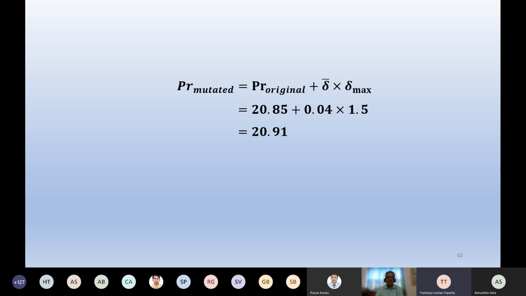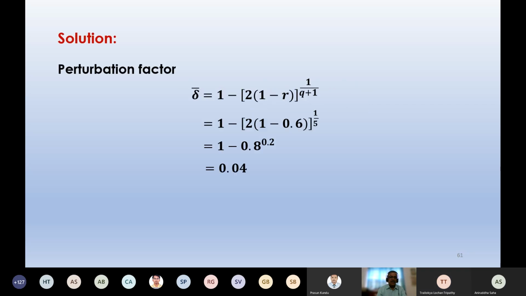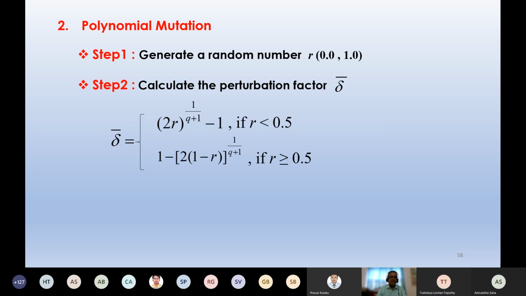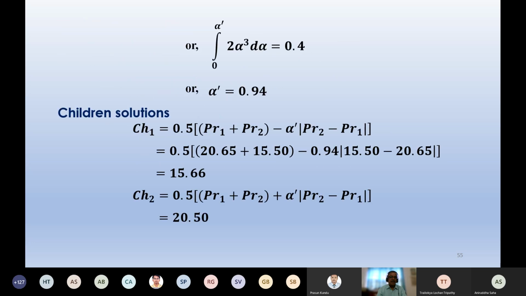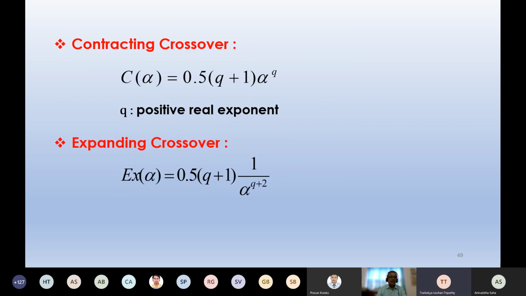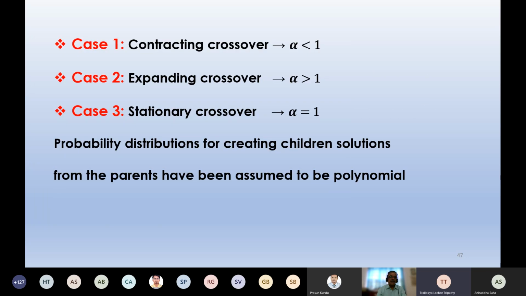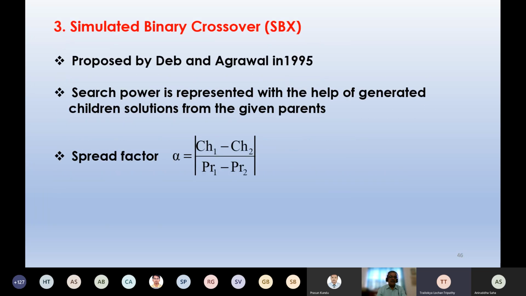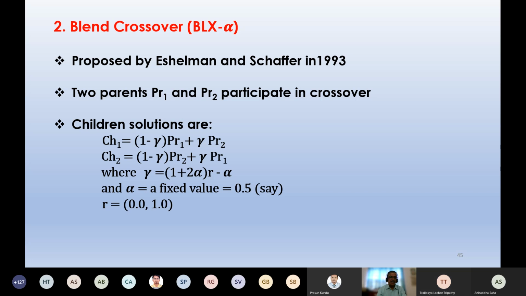Yes, sir. Sir, in slide 43, in the blend crossover. Blend crossover. Okay, let me go back. Blend crossover. Okay, tell me the problem. Gamma, sir. Gamma is a weightage value, acting like a weightage value between parent 1 and parent 2. Exactly. Yes, you are right.